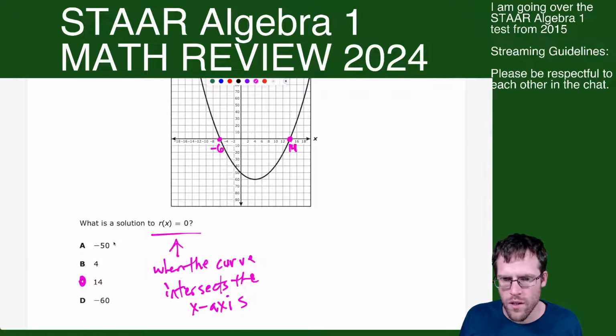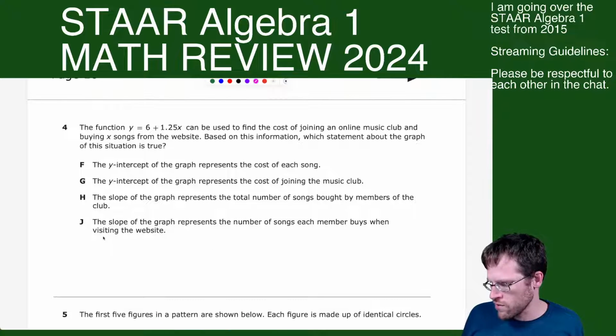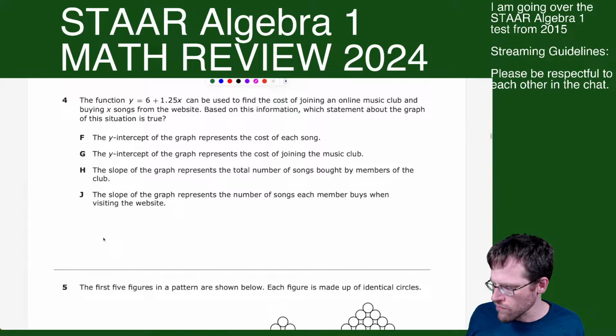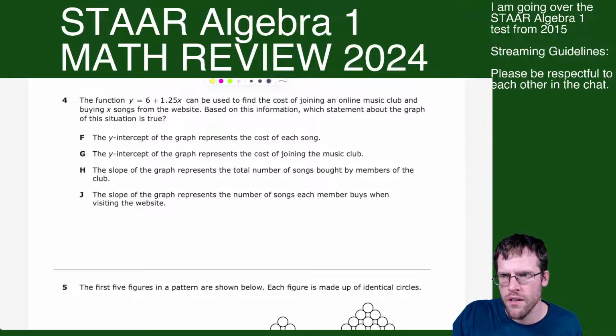Okay, cool. So moving on now to, that was question 3, going on to 4. So question 4, we have the function y equals 6 plus 6.25x. This function can be used to find the cost of joining an online music club and buying x songs from the website. Okay, so x is the number of songs from the website. Based on this information, which statement about the graph of this situation is true?